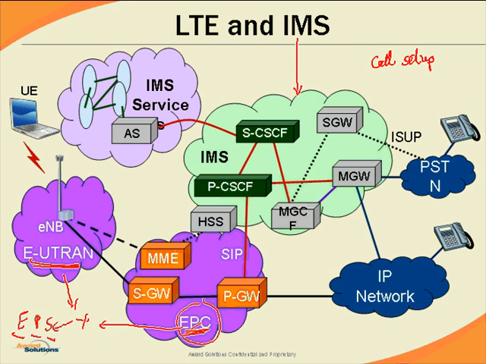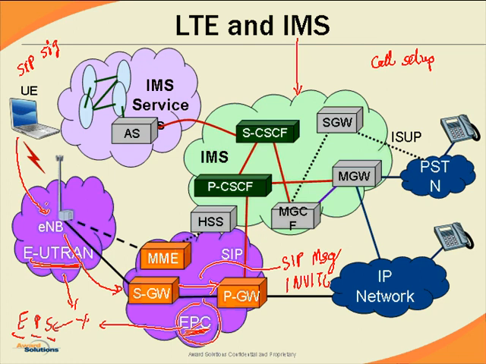So as part of the call setup, the UE is generating SIP signaling messages that will find its way to the eNodeB, to the serving gateway, to the PGW. So this is our SIP message, such as INVITE, because we are trying to call someone. We are inviting, maybe, this landline phone.